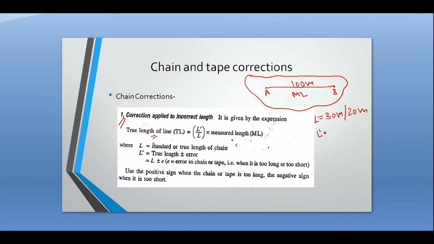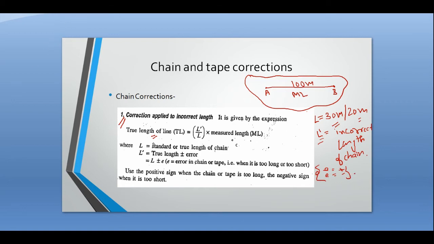And what is L dash here? L dash is the incorrect length of chain. Due to elongation and shrinkage, the chain is not of the standard length of 30 meters or 20 meters. It is having some errors. The error can be positive, or it can be negative. So these things will be identified and then the calculation will be done.